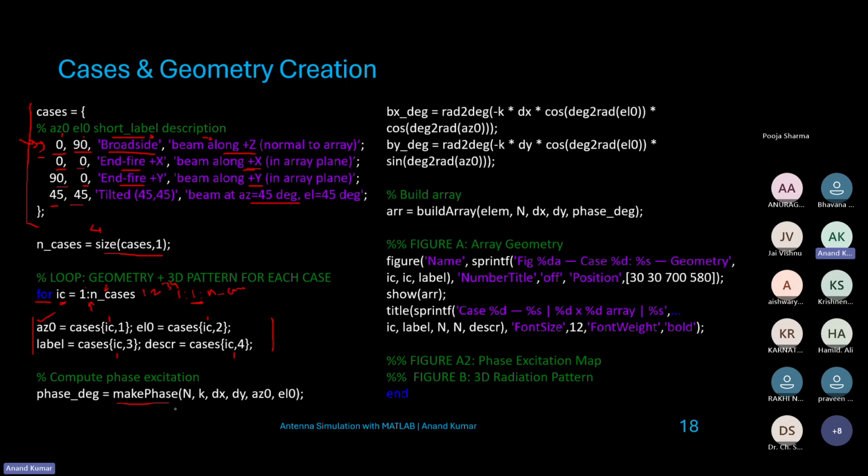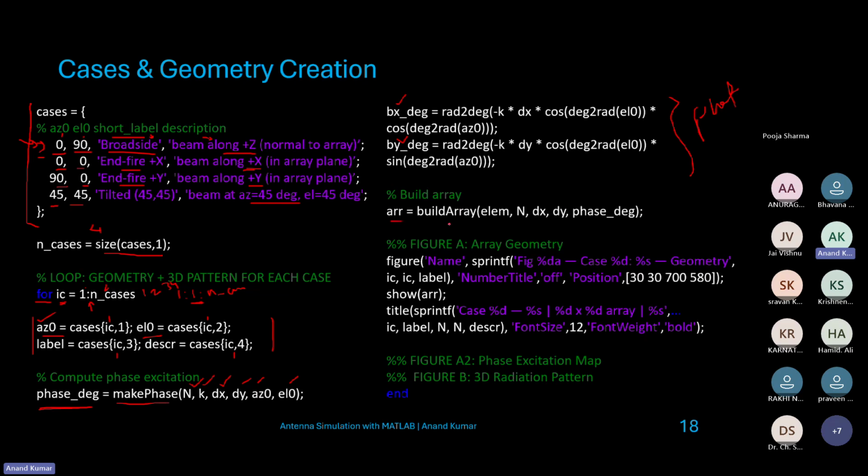So what we do is we call functions. This will send the size of the array, the wave number, the spacings, the azimuth and elevation angles, which it extracted now for the first case. And then if you recall, the make phase function returns the phase map, and that phase map is saved in the phase degrees. Next, we also just calculate the bx, beta x, and beta y in degrees. This is for plotting. So we don't actually need this for solving. This is just for plot.